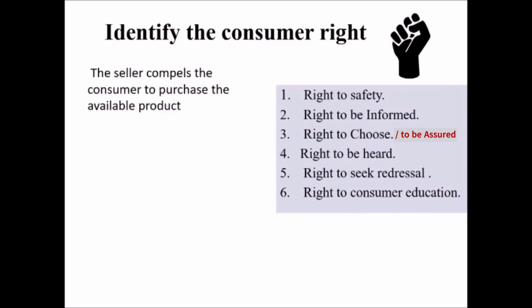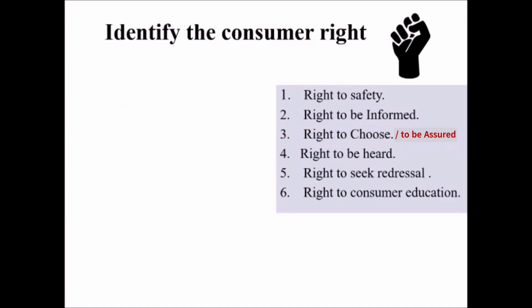Now next example is, the seller compels the consumer to purchase an available product. So you went to a shop and a person is forcing you to buy the product which is available. So he's not giving you any variety. So in this case, the right which is being violated is right to choose. Nobody can force you to buy the available product. It's up to you which product you want to buy.